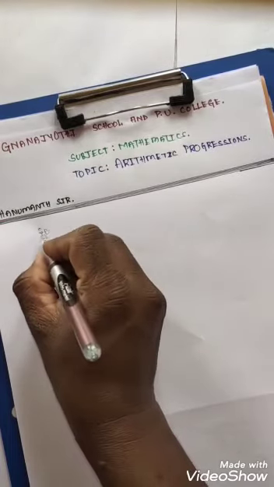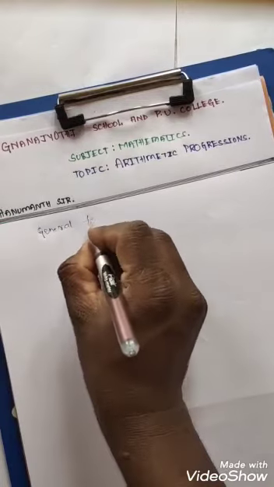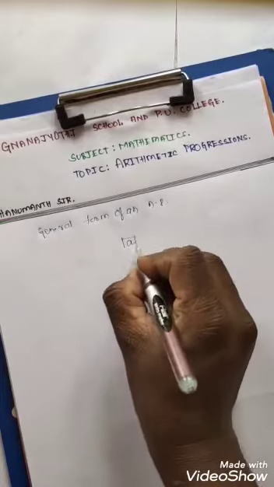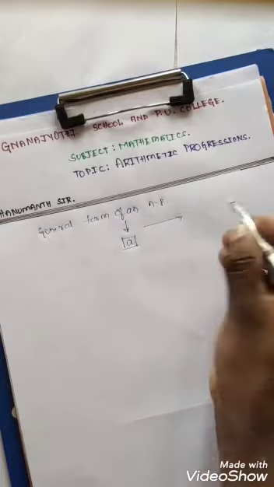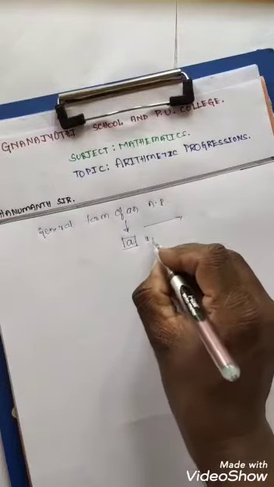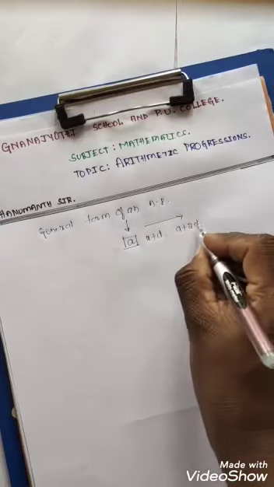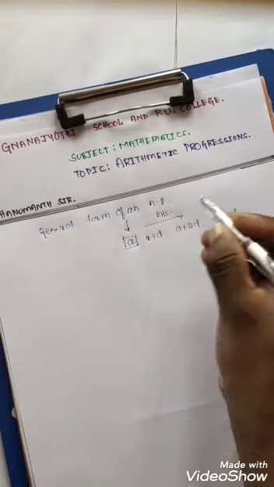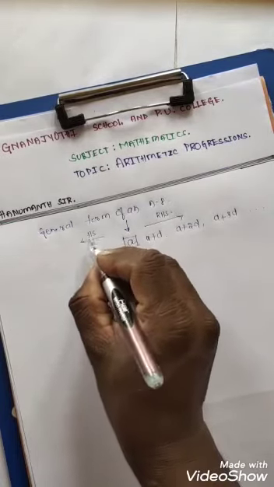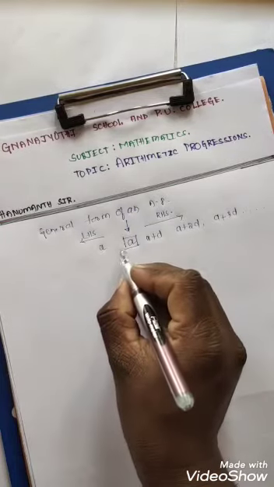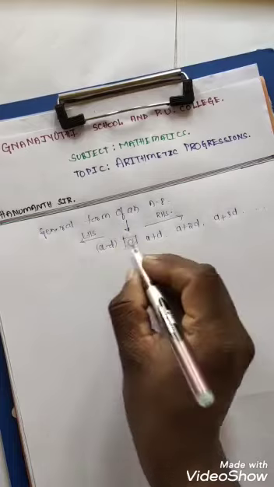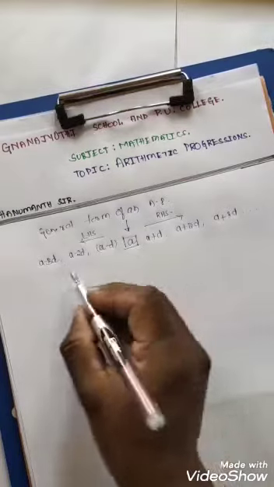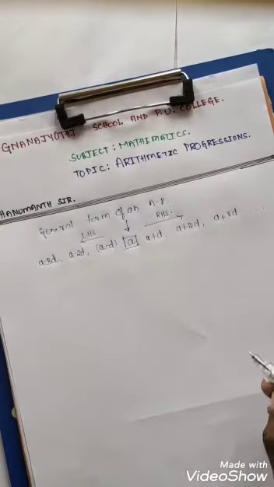General form of an arithmetic progression: here a is the initial point. On the right-hand side, the successive terms of a are a plus d, a plus 2d, a plus 3d, etc. If I take the left-hand side terms, the preceding terms of a are a minus d, a minus 2d, a minus 3d, etc. This is known as the general form of an arithmetic progression.